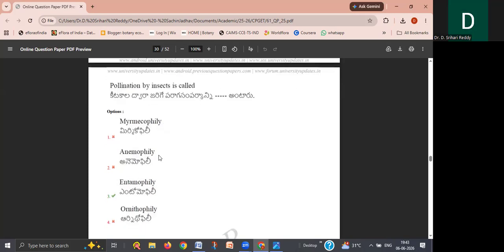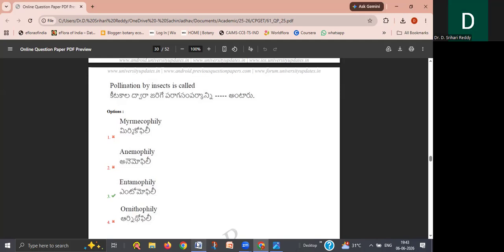Anemophily: pollination with the help of wind is called anemophily. Entomophily: pollination with the help of insects, because most of the time we see butterflies and bumblebees, all of which fall under the category of insects. So it is called entomophily. Ornithophily means pollination with the help of birds. In the Erythrina plant we see ornithophily.